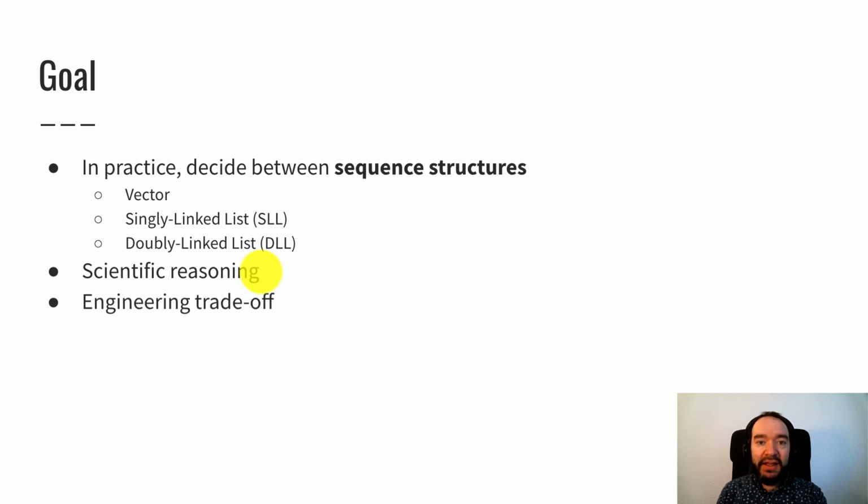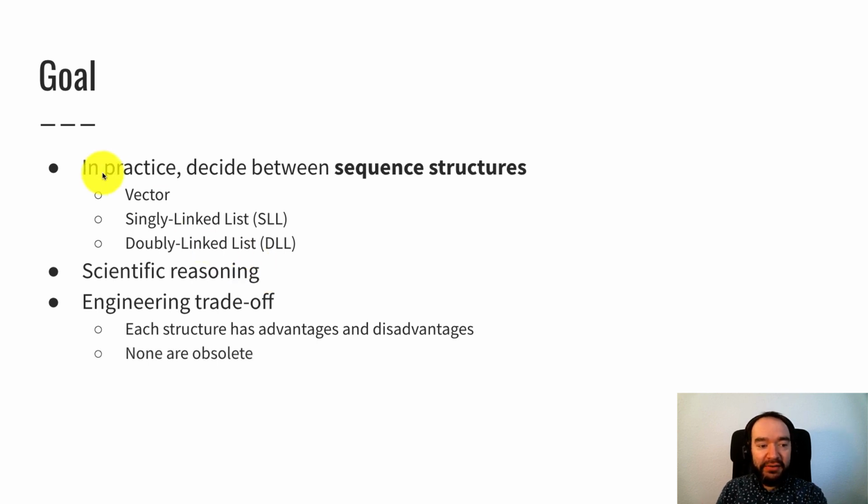This is an example of an engineering trade-off. So each of those structures has some specific advantages and disadvantages, which we're going to explore here. And that means that none of them are obsolete. The three that we have here, vector, singly linked list, doubly linked list, each of them has an advantage that means in a certain situation, that's the best one to use. So we still keep them around and we still teach them and talk about them. There's some other data structures that have come and gone that we don't really spend time on that are obsolete, but these three all have a place.